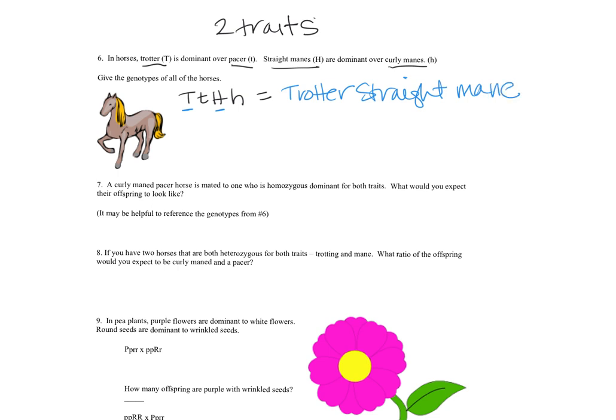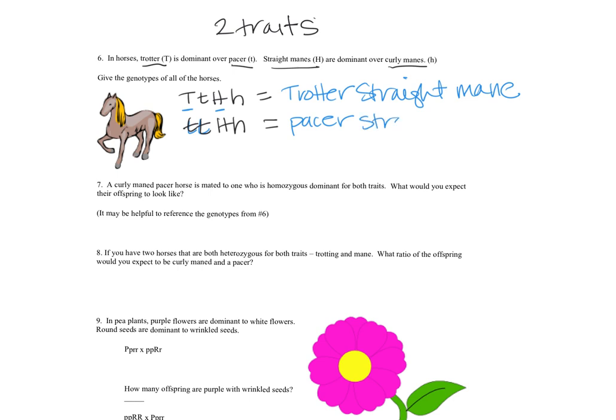Right? What about if it was little t, big H, little h? What would that be? Think. Come up with it. Okay, I'm going to tell you. Pacer is recessive. So that's how they're running, right?